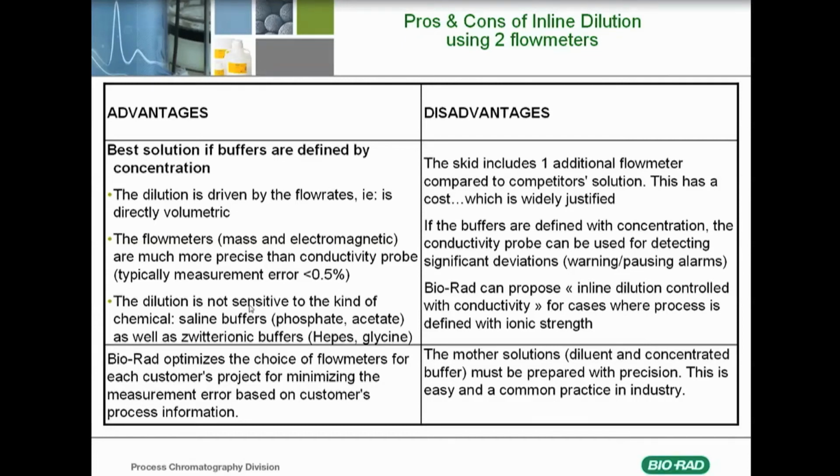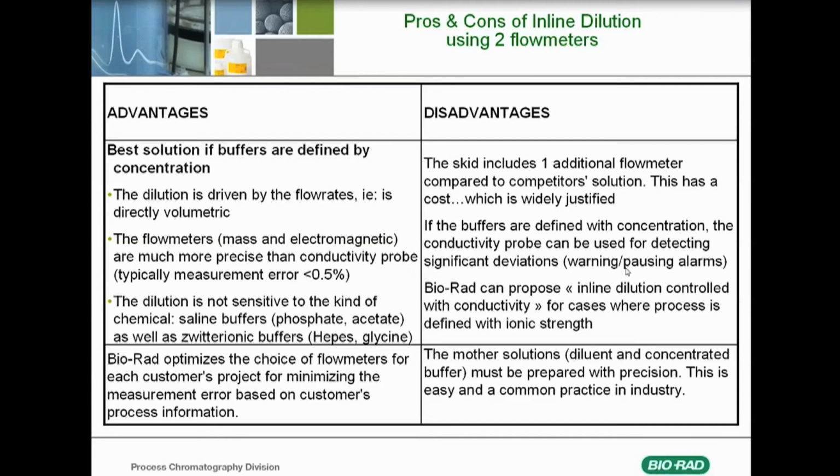Another advantage is that the dilution is not sensitive to the kind of chemicals. It can be saline buffer, which have a high conductivity, or zwitterionic buffers, such as EPS or glycine, which have a low conductivity. As we know that the most important instruments in the skid are typically the flowmeters, because they drive the flow, they drive the buffer concentration, we are going to optimize the choice of flowmeters for each customer project, so as to use the best in class and the most adapted to the flow range and the dilution range. Okay? About the disadvantage, well, of course, it costs an additional flowmeter compared to the first solution, but it is widely justified.